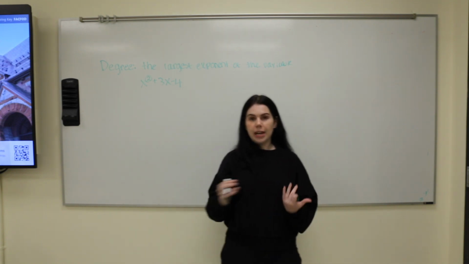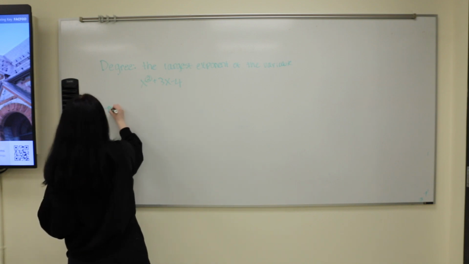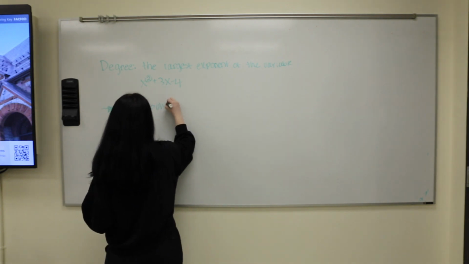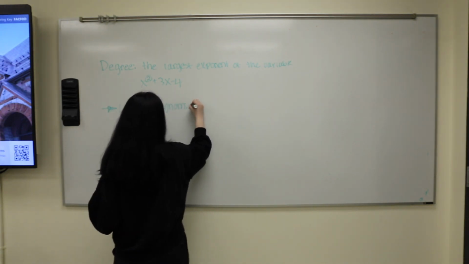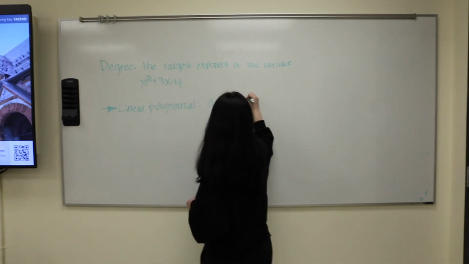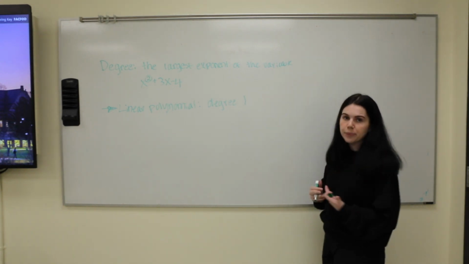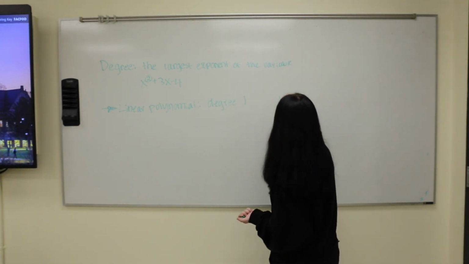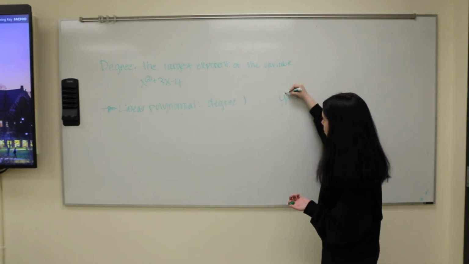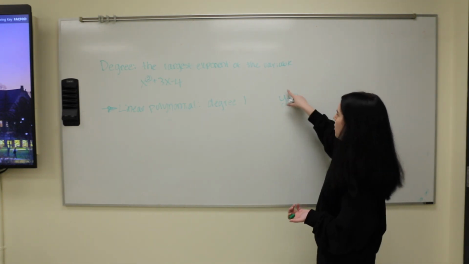Polynomials are given certain names based on their degree. So a linear polynomial is a polynomial with degree 1. So that means the highest exponent of its variable is 1. So an example of this would be something like y plus 7. Here, y is technically raised to the power of 1, and that's the highest exponent of y in this polynomial.